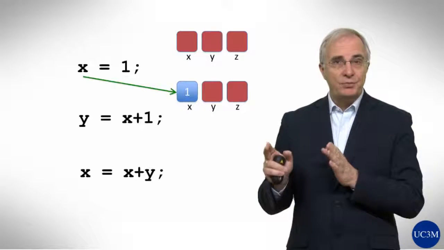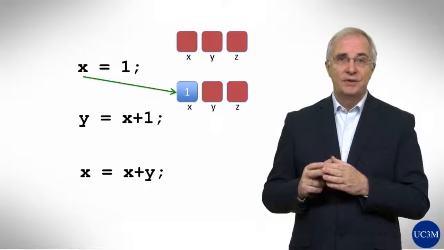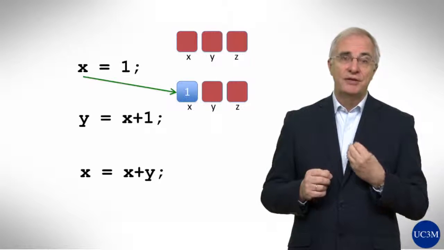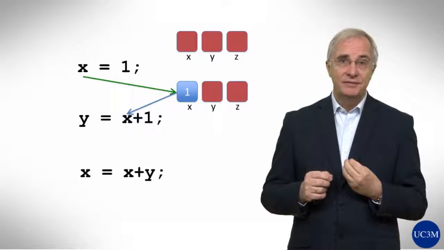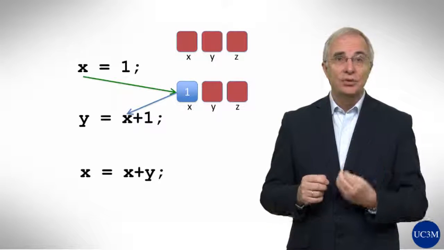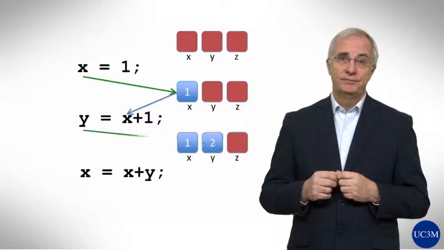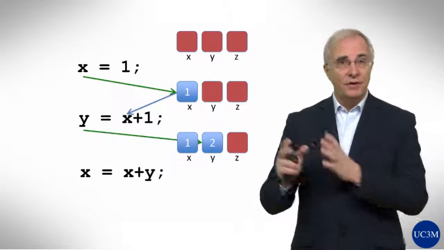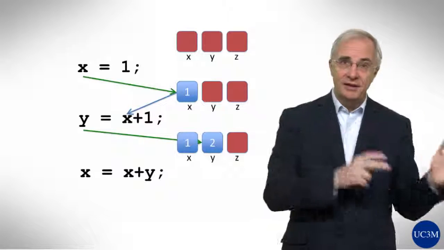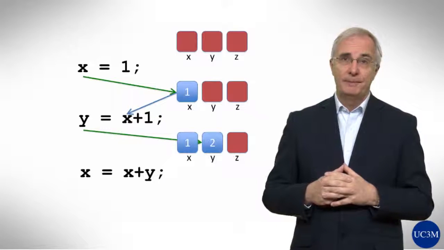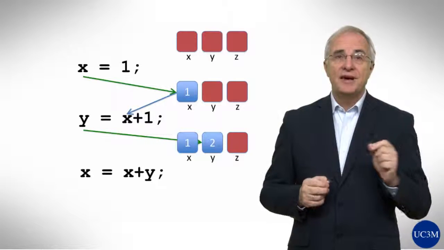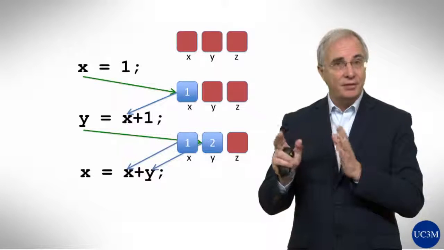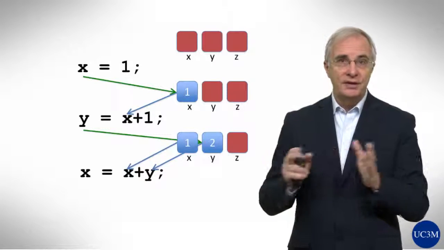First, we have to evaluate the expression at the right, x plus 1. To this end, we need to get the value stored in x, which is 1. So the expression to evaluate is 1 plus 1, so 2, and 2 is stored in y. We always work from right to left. First, the expression has to be evaluated and then stored in the variable. Now, in this final assignment, we first get the values of x and y, add them together, 3, and store 3 in x.